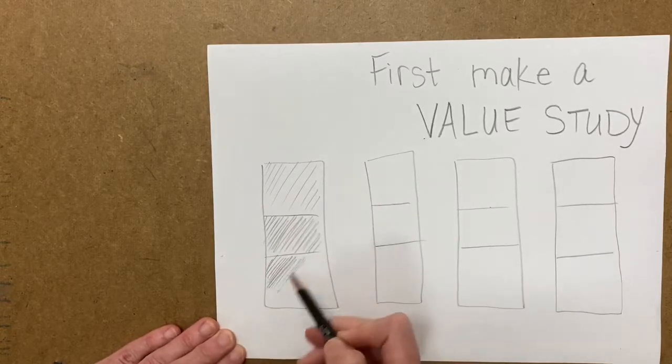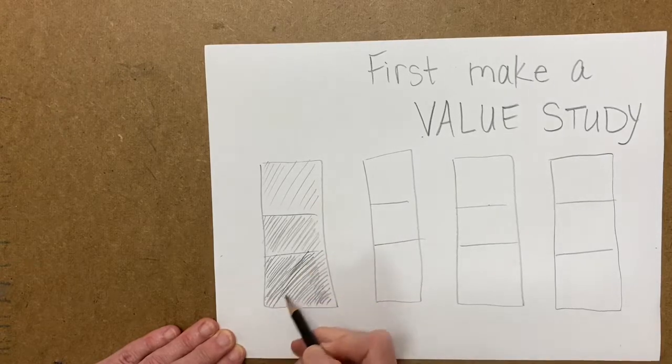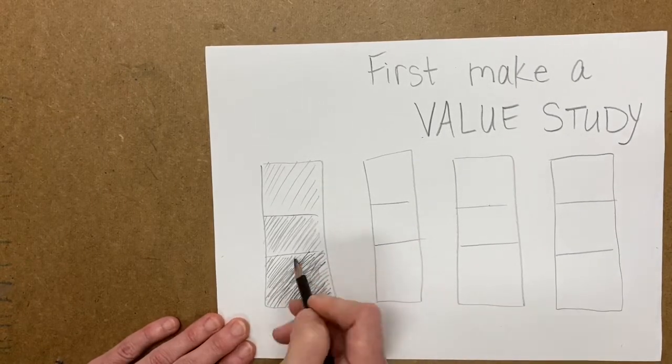You can start with the light value and move to the dark value, or you could start with the dark value and move to the light value. You get to decide.